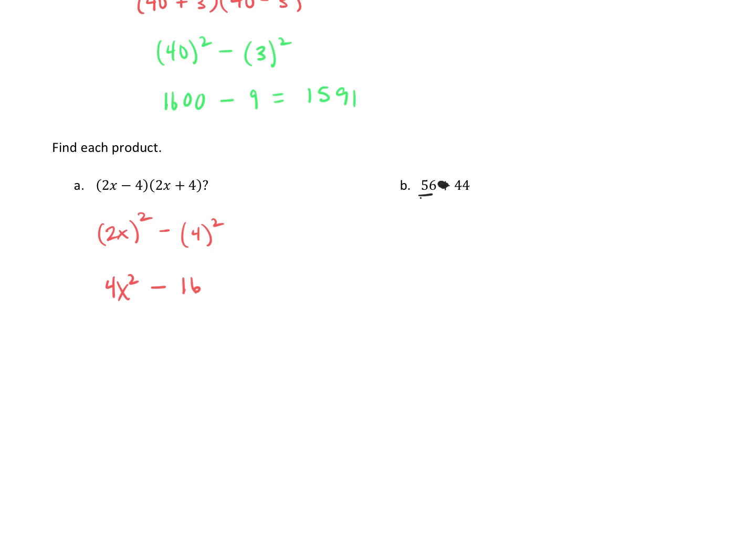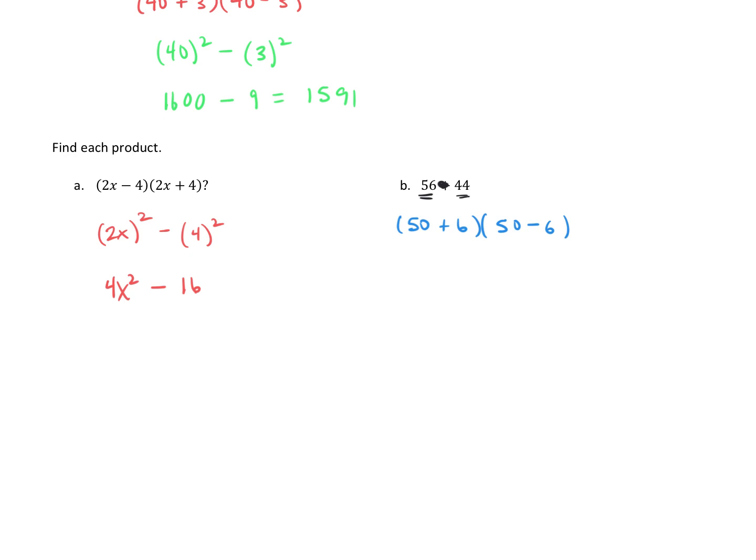So we're going to rewrite 56 and 44 as a sum and a difference. So 56 is the same thing as 50 plus 6. That's 56. 44 is the same thing as 50 minus that same 6. So we've got a sum and a difference. We're finding the product with multiplication. The first term is the same, the last term is the same, so we can use our difference of squares pattern.